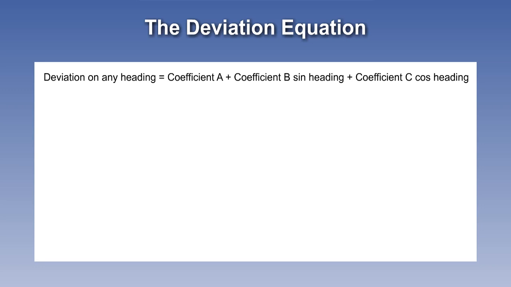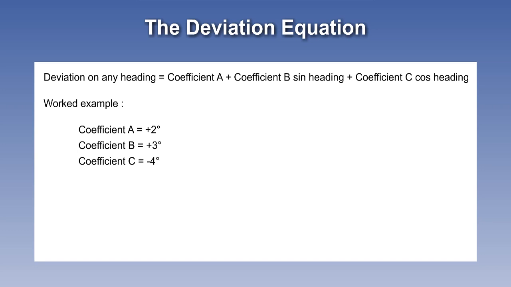Coefficient B is the combined longitudinal hard and soft iron component of aircraft magnetism, and coefficient C is the combined lateral hard and soft iron component of aircraft magnetism. Let's work through an equation. So let's suppose coefficient A is plus 2 degrees, and coefficient B is plus 3 degrees, and coefficient C is minus 4 degrees. And we will say the compass heading is 060 degrees.